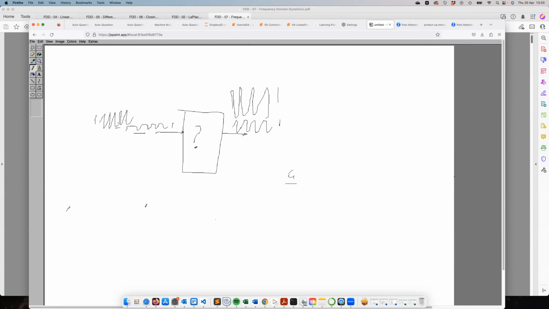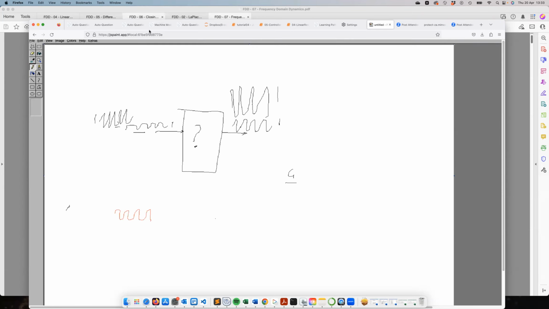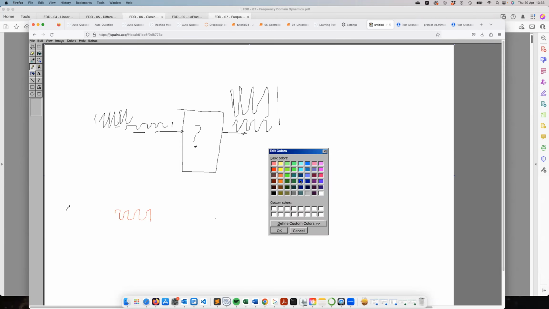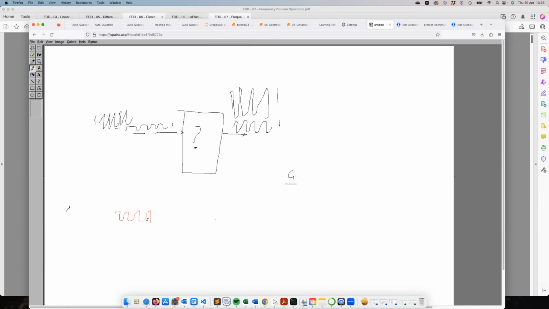Okay, so let's say we apply at the input point this sine wave. And when we measure the response to that, let's say we get something that looks like this. So it might take some time to take off here, and then it will settle into it. And let's say it starts to do this. So our system responds in this way.